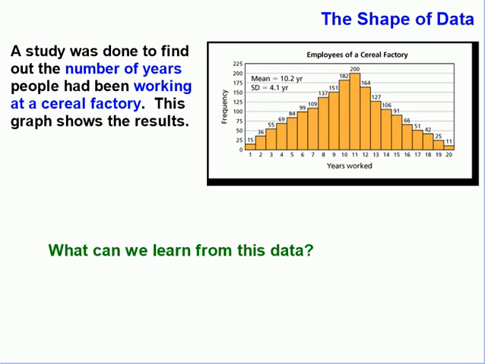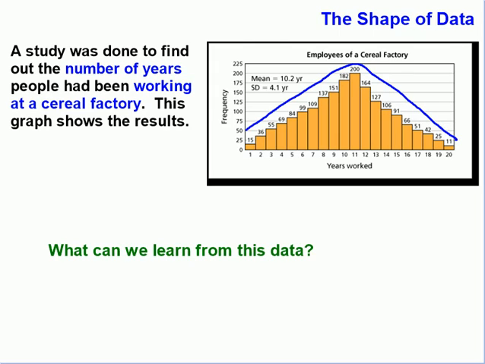So for example, here at the top, we have 200 people who've been working for 11 years. We have 11 people who've been working for 20 years, 15 who've been working for 1 year. And this shape of the data tells us something about the data.